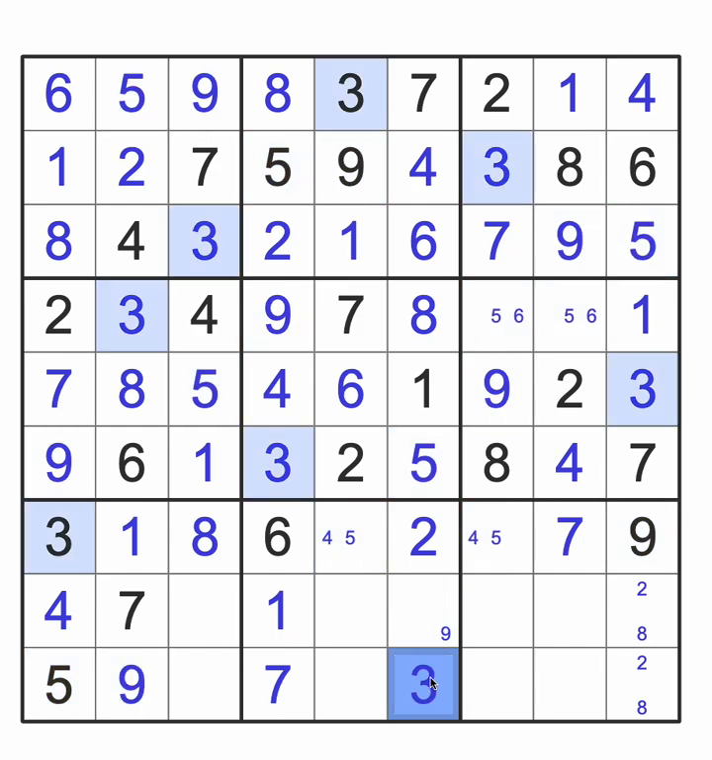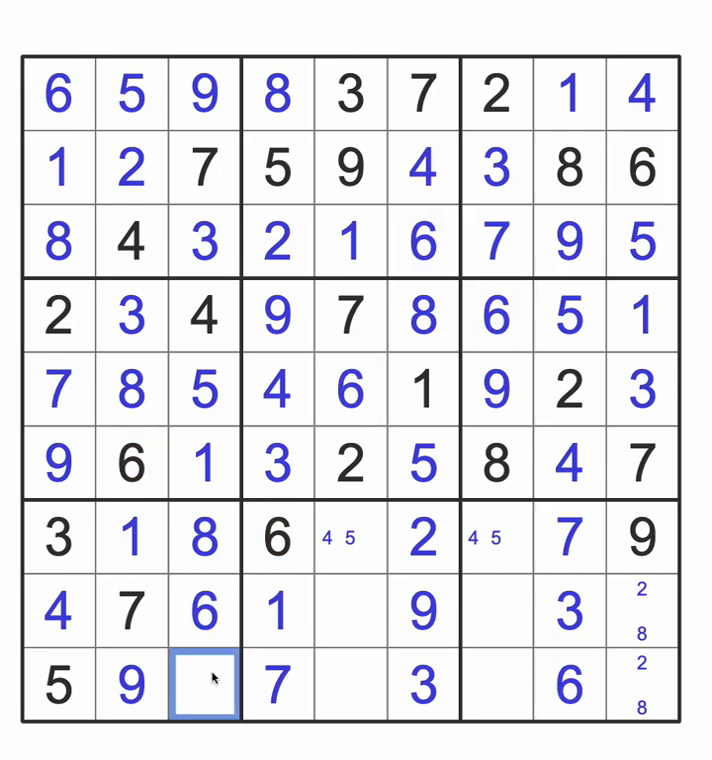That makes this cell 3. This is 9. These 3 cells are 3, 5, 6. But this cell is blocked by 3 and 5. So this is 6. That makes this cell 5. That makes this cell 6. 3. 6 blocks here gives me 6, and this will be 2. That gives me 8, 2.